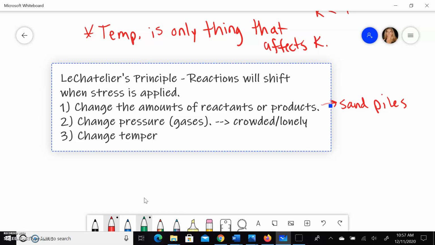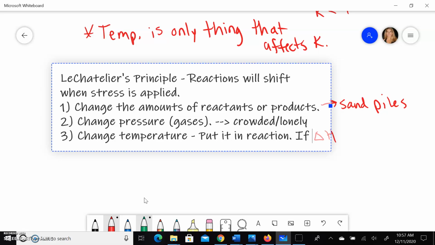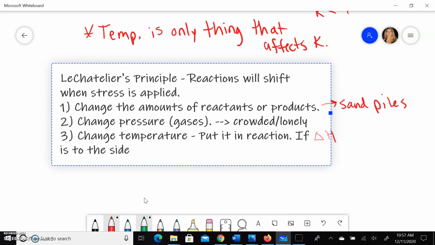And the last thing you can do is change the temperature. But before you can do this, you have to put it in the reaction. Sometimes it'll already be in the reaction. So if it has kilojoules in the reaction, or if it says heat somewhere in the reaction, then it's already in there. So you just treat it like a sand pile. But if the delta H is off to the side, then a negative goes on the right, and positive means it goes on the left.